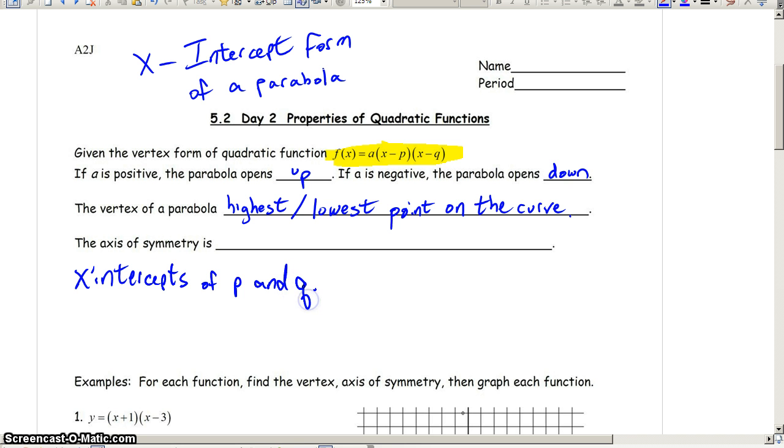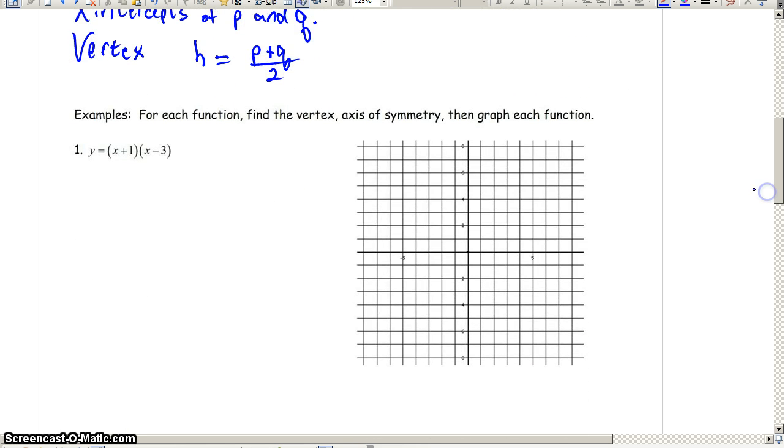What we're going to see is that our vertex is going to have its h value be the average of these two x-intercepts. So find our x-intercepts, add them together, divide by 2, and that's where our vertex is going to be located. The axis of symmetry is going to be the line x equals h. It's a vertical line. So if I may, let's very quickly take a look at this first problem.